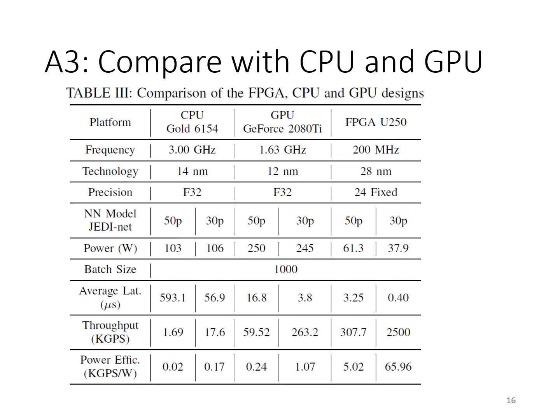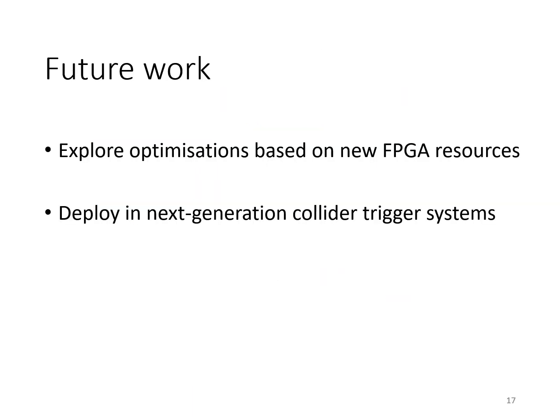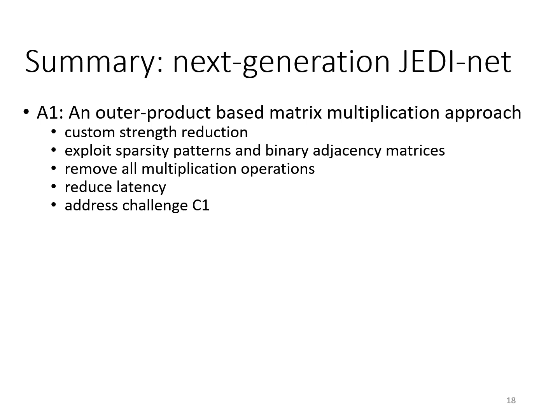Compared with the GPU implementation, our FPGA design is 9.5 times faster and achieves 62 times higher power efficiency. Our future research includes exploring the use of new FPGA resources and trying to deploy the design in next-generation collider trigger systems. I will conclude our work in this slide.